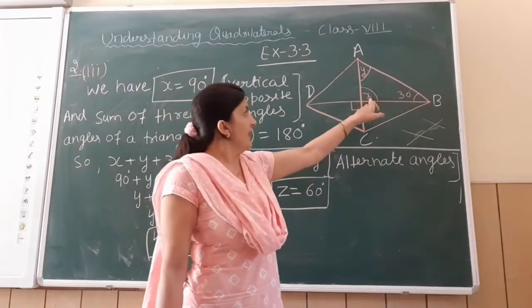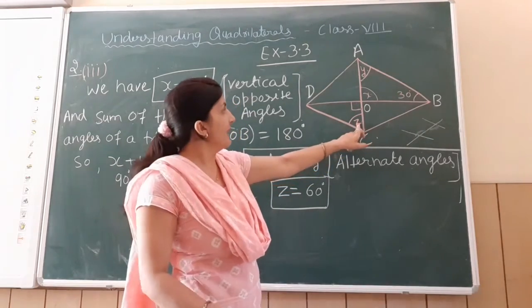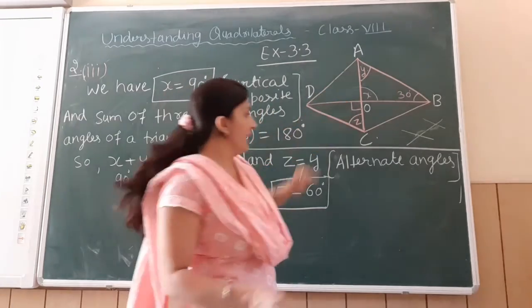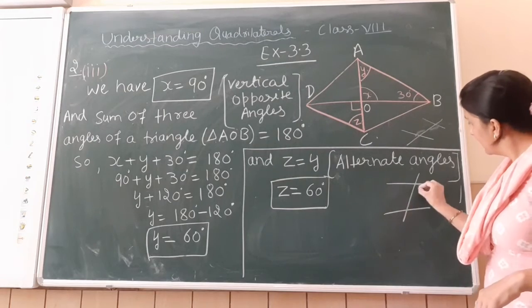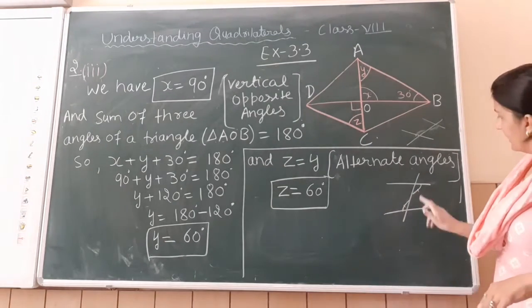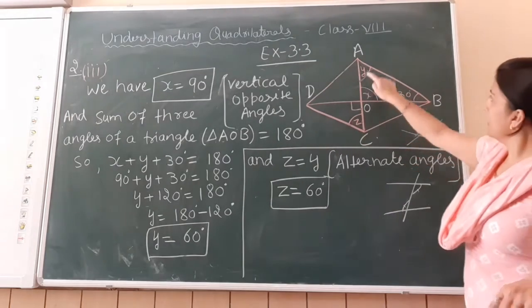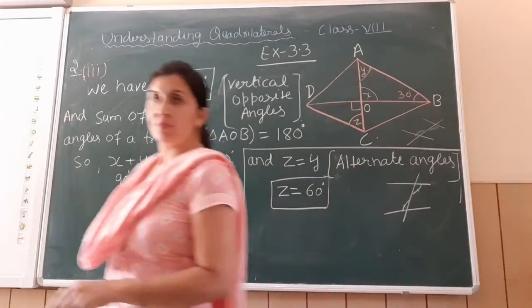Now we have found out this. We are left with angle z. Angle z and angle y, both these angles are alternate angles, like in two parallel lines, this angle and this angle are called alternate angles. They are also like this and this. So these are alternate. Y is equal to z, so z is equal to 60 degree.